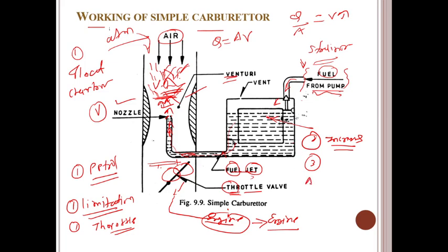Along with that, there are some applications. Where is it used? This is only used in small and stationary engines, not in any modern engines. Only such types of engines use these simple carburetors. So this is the simple working and construction of the simple carburetor.